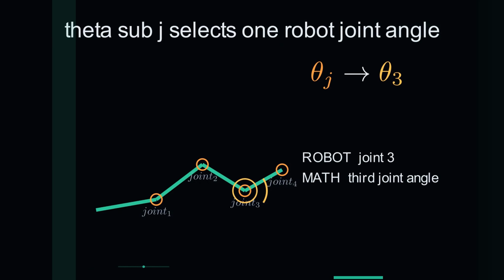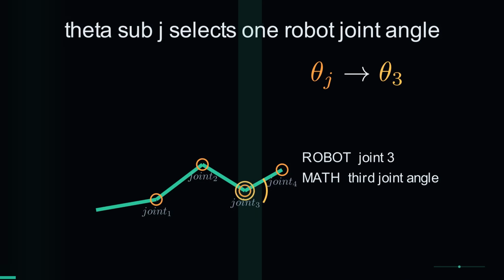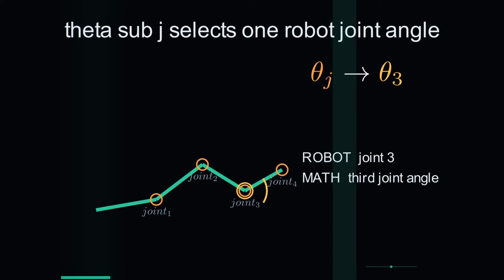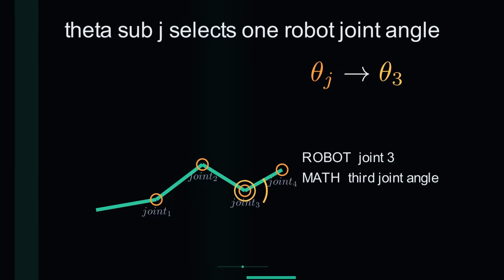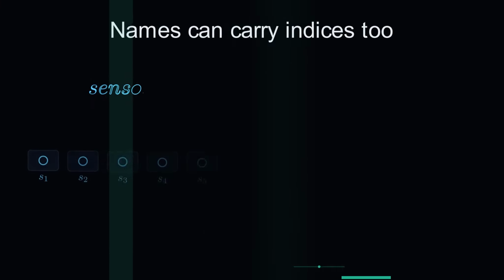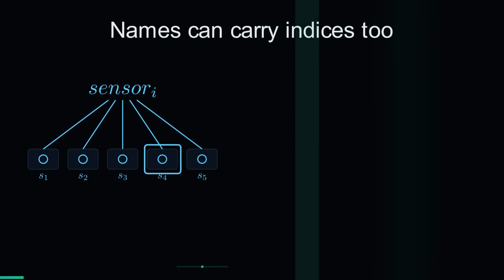Theta sub j selects a joint angle. Theta sub 3 is joint 3. The same pattern lets one formula work for every joint in the arm. Sensor sub i selects one sensor from the array without renaming the whole sensor family shown there.